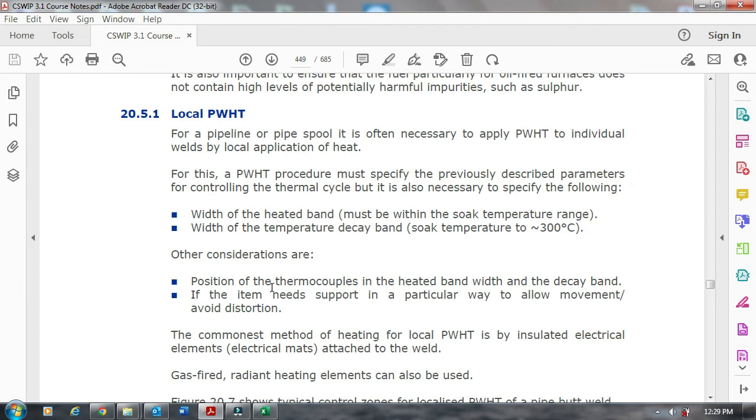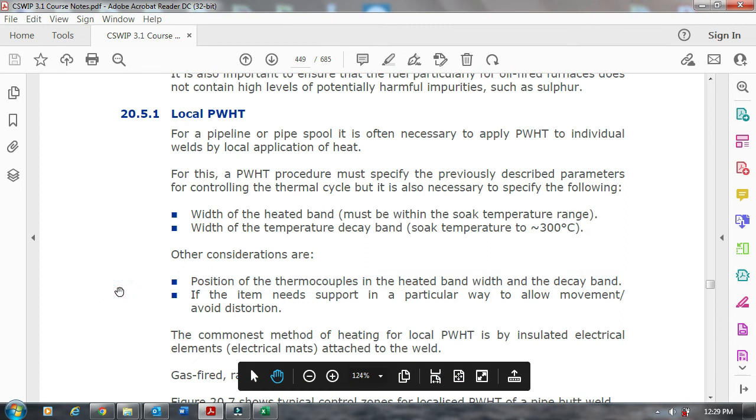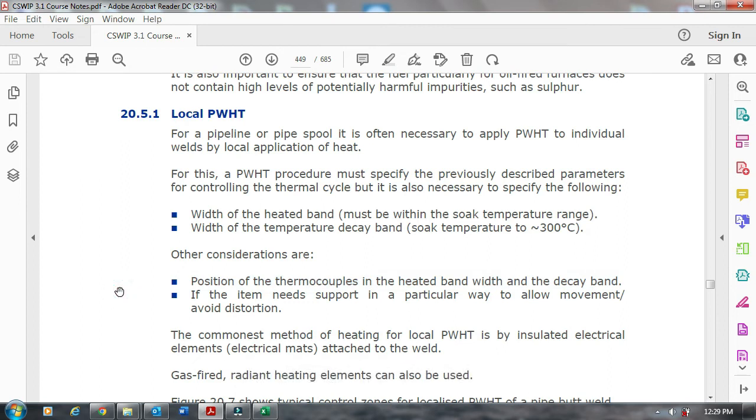The PWHT procedure must also specify the width of the heated band, which must be within the soaking temperature range, and the width of the temperature decay band, that is, soaking temperature down to 300 degrees. This must all be mentioned in the procedure. Other considerations are the position of thermocouples. For heating, thermocouples are required; this is called the heating element. Where you will place it, within the heating band and decay band, should also be mentioned. Also whether the item needs support in a particular way to allow movement to avoid distortion.